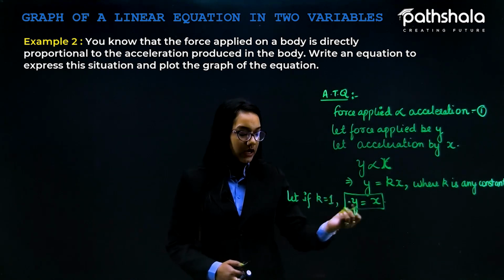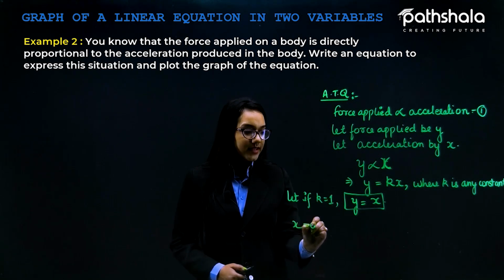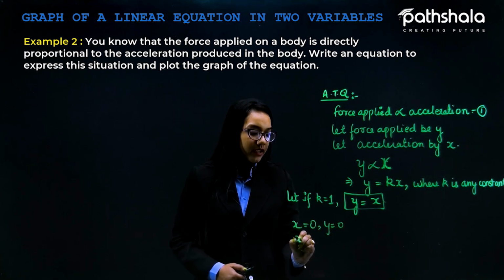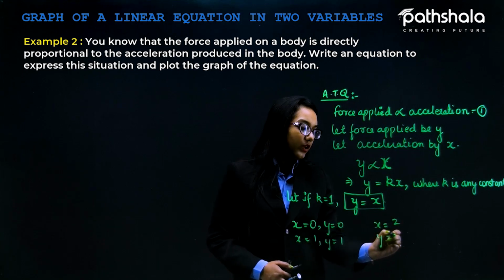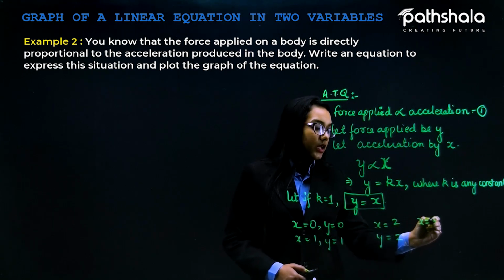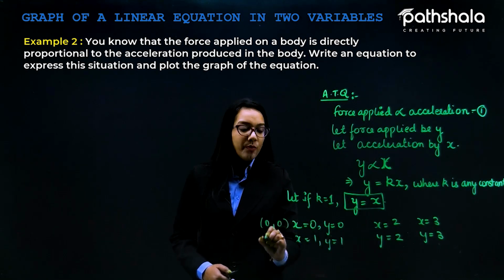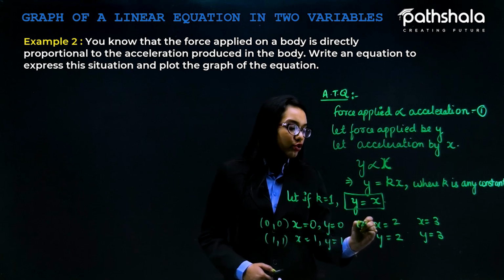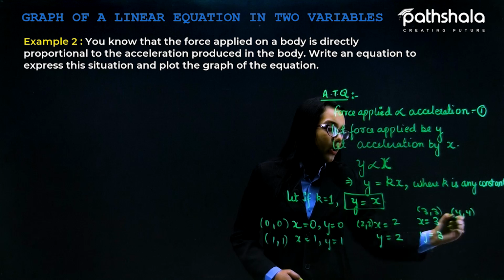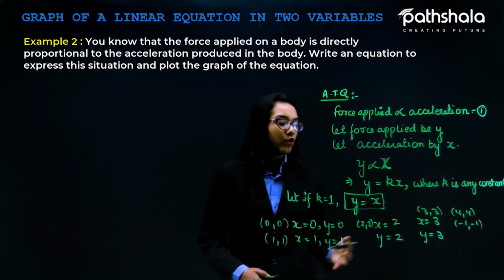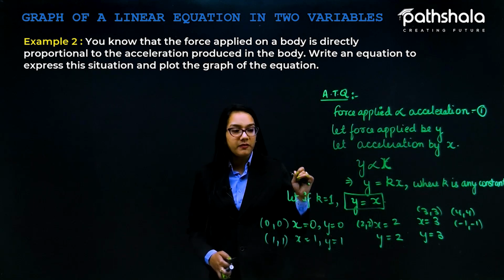So let's just start taking the solutions of this particular equation. Let us suppose if I am taking x as 0, then y will be 0. If I am taking x as 1, y will be 1. If I am taking x as 2, then y will be equal to 2. If I am taking x as 3, then y is also equal to 3. It means the coordinates will be 0, 0, 1, 1, 2, 2, further 3, 3. Furthermore, you can find 4, 4, minus 1, minus 1, and so on. So these are all the coordinates of the graph which is related with y is equal to x.